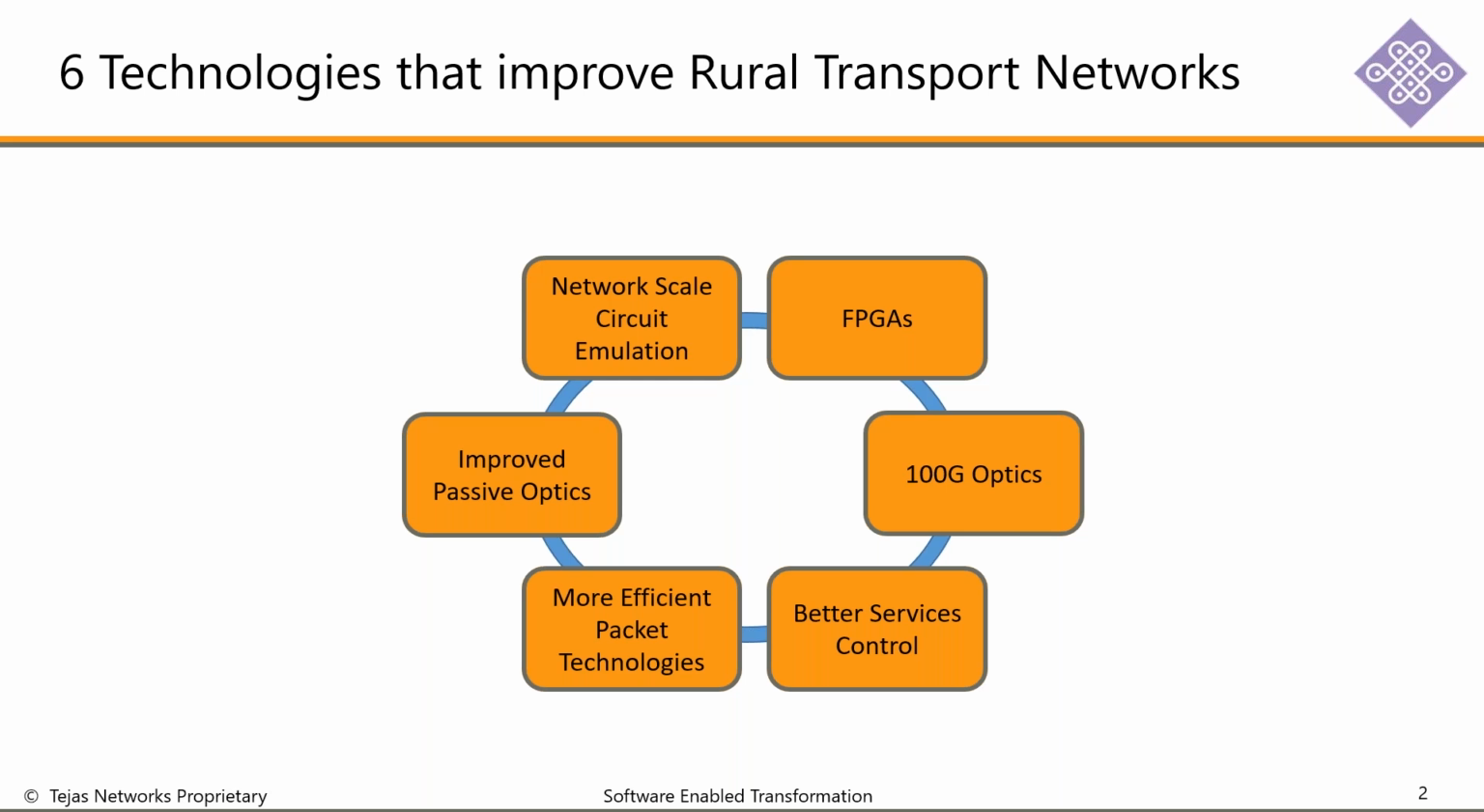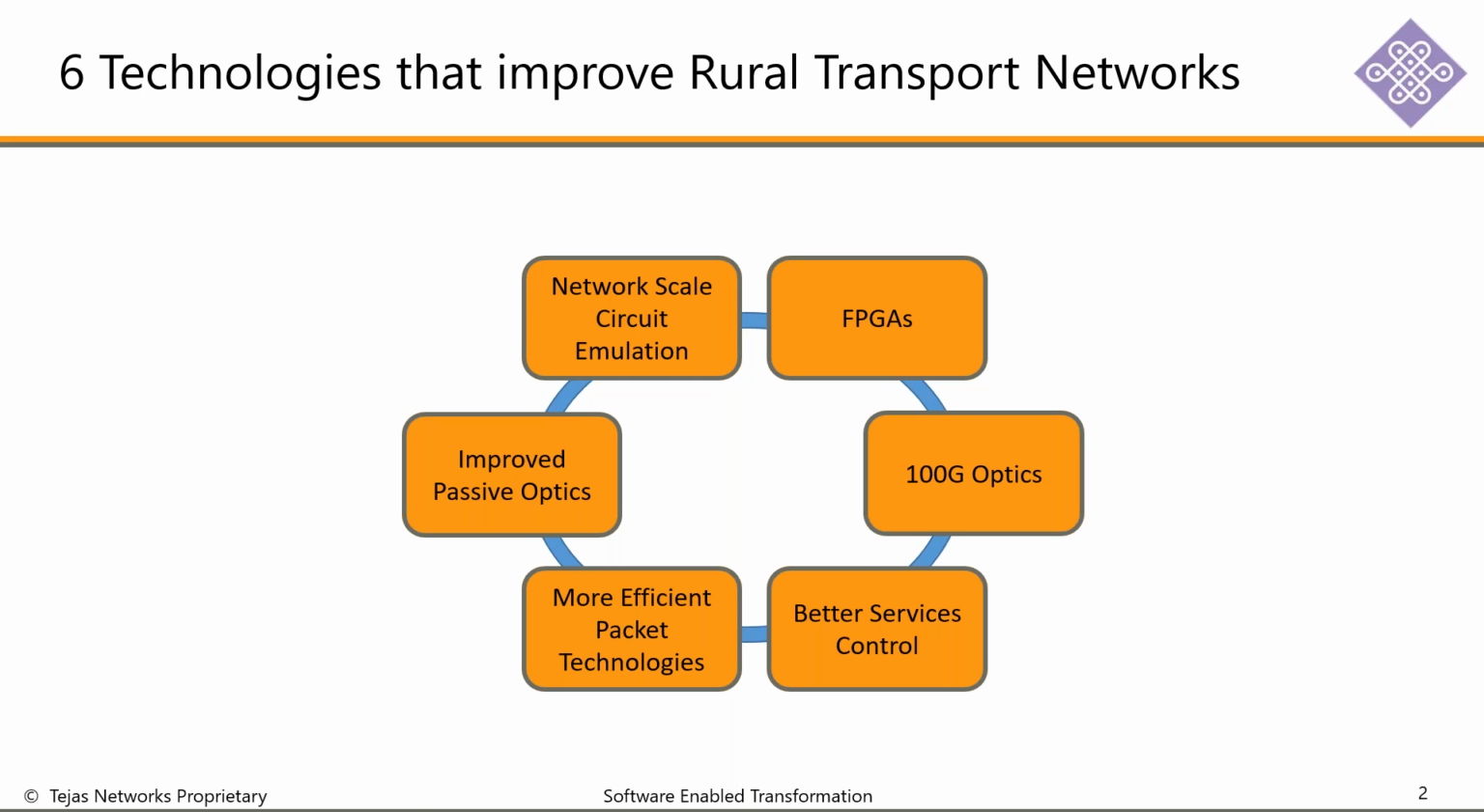The 6 technologies I'm going to talk about today are network scale circuit emulation, being able to circuit emulate TDM services over a packet infrastructure at a network level, going beyond provisioning of TDM services from a point-to-point, small cell DS1s, etc. Improved passive optics, more efficient packet technologies, better services control, the advancement in 100 gig optics, especially associated with DWDM optics, and FPGAs, field programmable gate arrays.